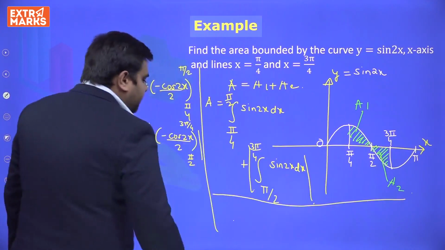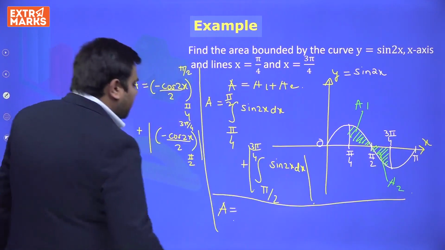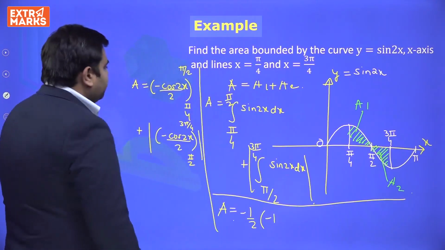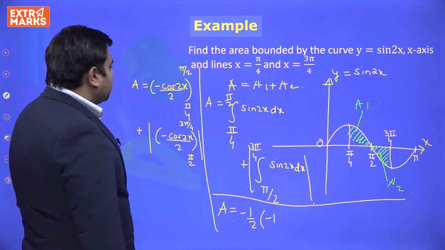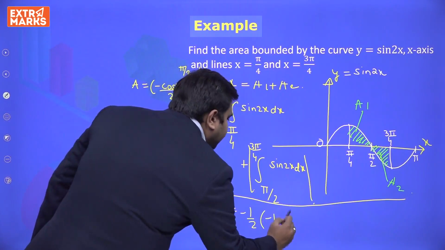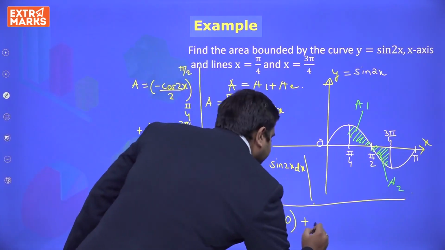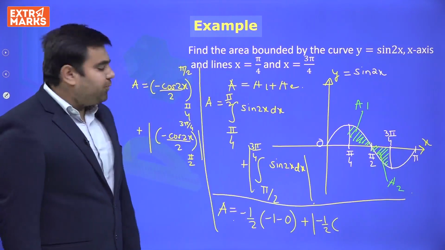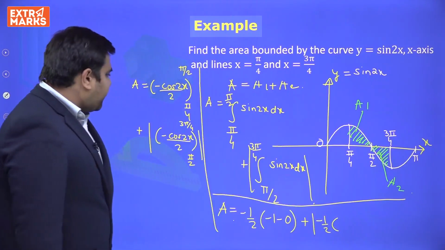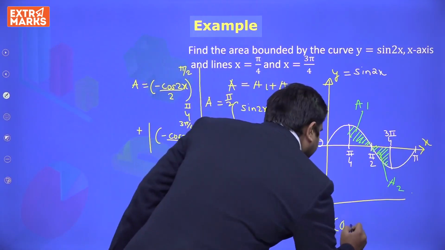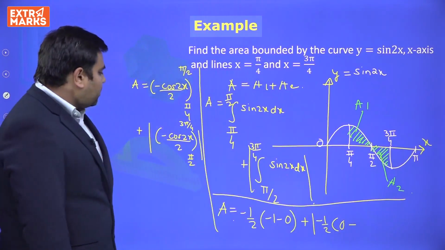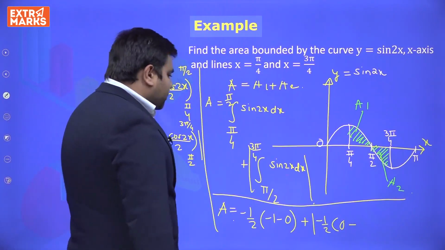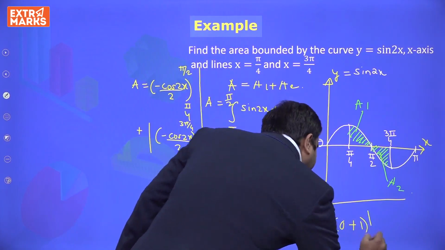So here I would be expressing the final answer. So area is coming out to be minus 1 by 2, cos 2 pi by 2 is cos pi, which is minus 1, and minus cos 2 pi by 4, so this would be 0, right? Plus mod of minus 1 by 2. So cos 2 into 3 pi by 4 is cos 3 pi by 2. So cos 3 pi by 2 is again 0, and cos 2 into pi by 2 is cos pi. So what is cos pi? Cos pi is minus 1. So minus times of minus 1 will become plus 1, right?